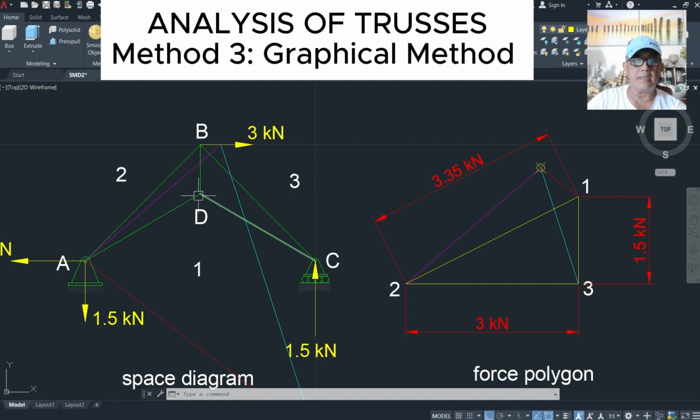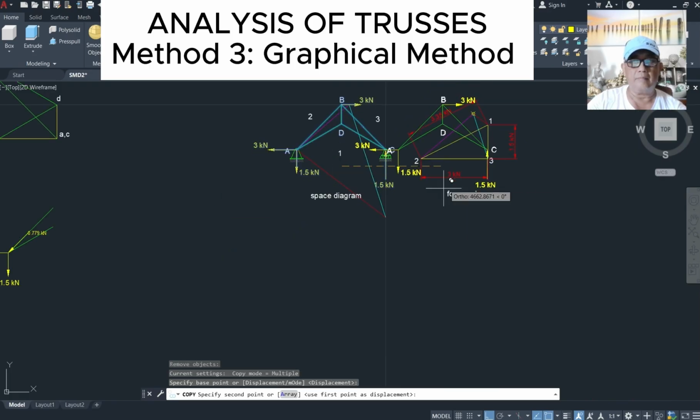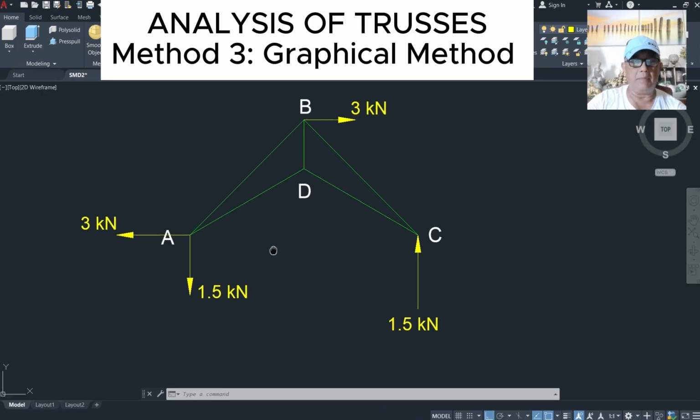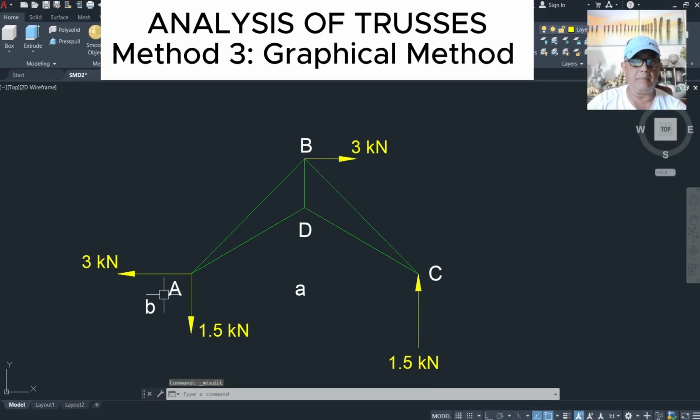So let us solve the forces in each of the members. Let's copy this truss first and the reactions. Again, we'll be using AutoCAD to do that. First, we're going to put a label in between each of the forces. Let's use small letters here. Small letter a is between this 1.5 and this 1.5. Next, between this and this force, let's call that point b. Between this force and this force, let's call that point c. And between this 3 kilonewton force and this reaction, let's call that point d. So we now have the labels a, b, c, and d in between each of the forces.